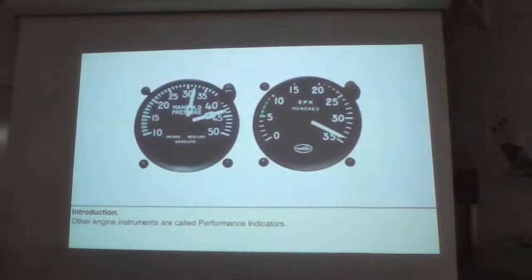Other engine instruments are called performance indicators. Within this group are placed the engine RPM gauge and the manifold pressure gauge. They are intended to show how well the engine is performing. Furthermore, without engine instruments, effective management of the engine would be impossible. The engine would not give long and efficient service, and faulty operation would be commonplace. It's thus essential that engine instruments be fitted to aircraft and that they function correctly. The pilot must also be assiduous in monitoring the engine instruments.